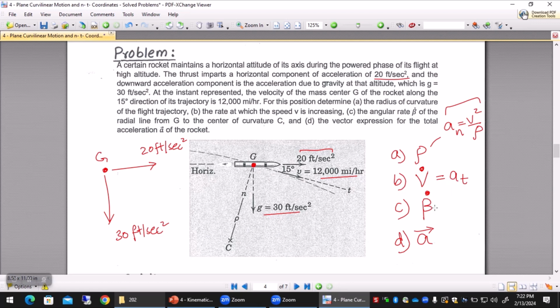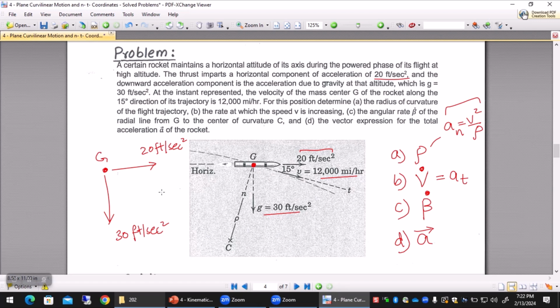And similarly, beta dot appears where? In a sub n again, right? A sub n has a different expression which has beta dot in it. So the whole point is about resolving the total acceleration into its n component and t component.